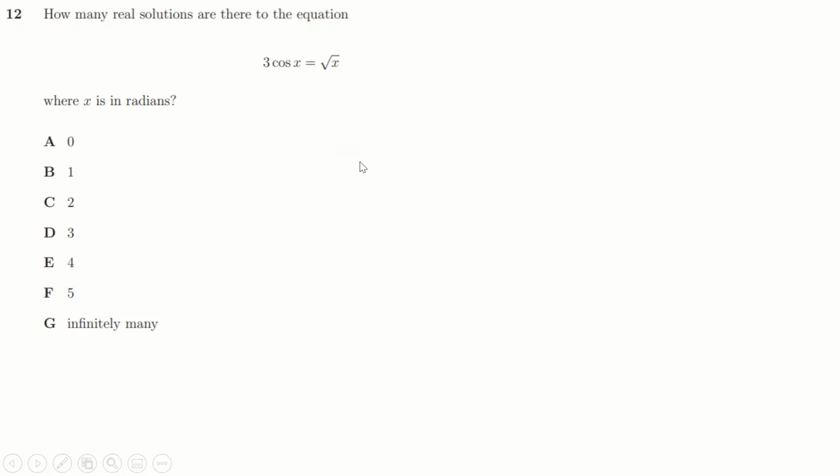Question number 12, more sketching, which is excellent. I'm going to sketch both of these because essentially what this question is saying is, when is the graph y equals 3 cos x equal to the graph y equals root x? Because of course if you're answering this, you would just set these equal to each other, which would give you that. So let's draw these two graphs.